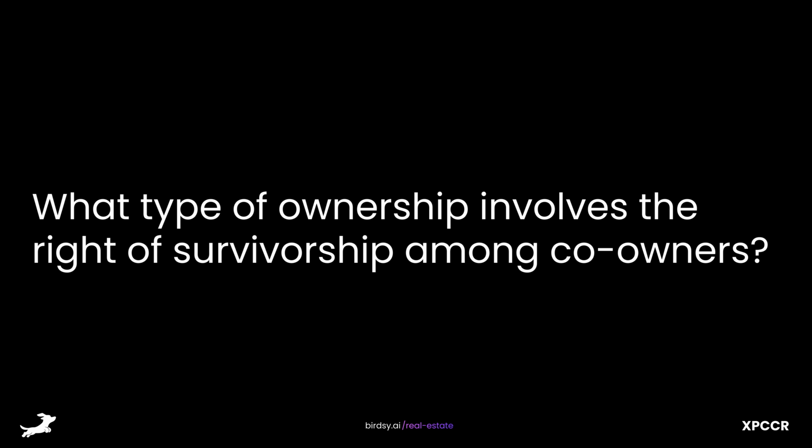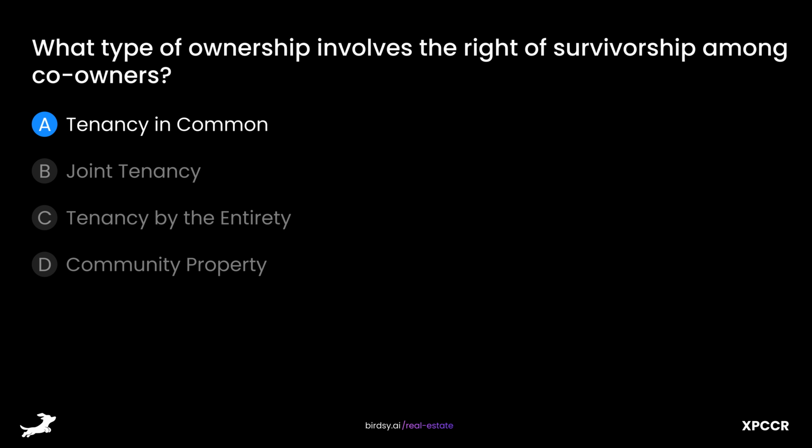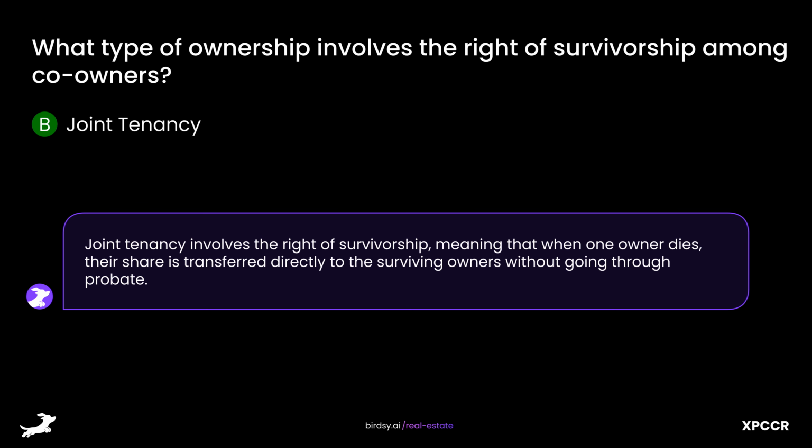What type of ownership involves the right of survivorship among co-owners? Is it A, tenancy in common? B, joint tenancy? C, tenancy by the entirety? Or D, community property? The answer is B, joint tenancy. Joint tenancy involves the right of survivorship, meaning that when one owner dies, their share is transferred directly to the surviving owners without going through probate.